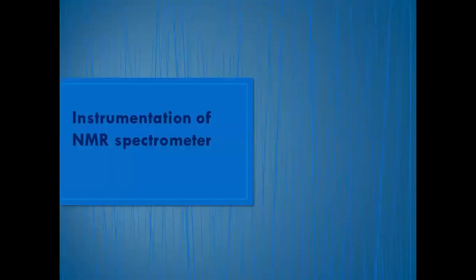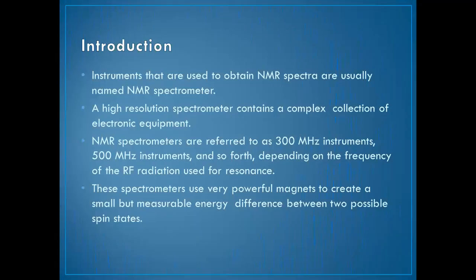So our second topic, which is instrumentation of NMR spectroscopy. So, introduction. Instruments that are used to obtain NMR spectra are usually named NMR spectrometers. A high-resolution spectrometer contains a complex collection of electronic equipment. NMR spectrometers are referred to as 300 MHz instruments, 500 MHz instruments, and so forth, depending on the frequency of RF radiation used for resonance. These spectrometers use very powerful magnets to create a small but measurable energy difference between two possible spin states.